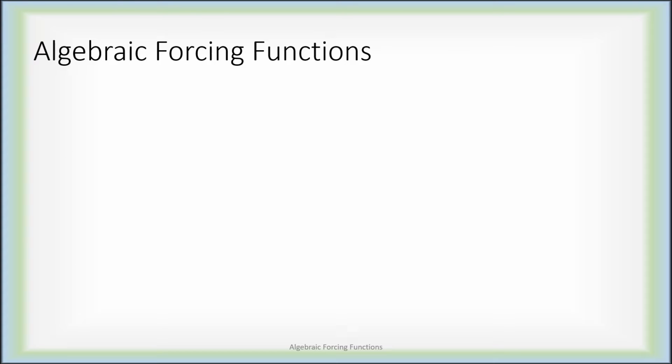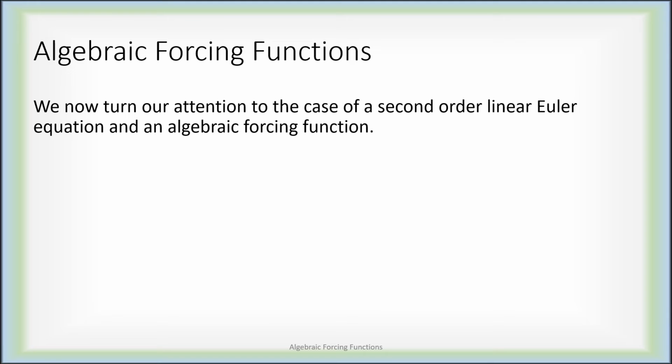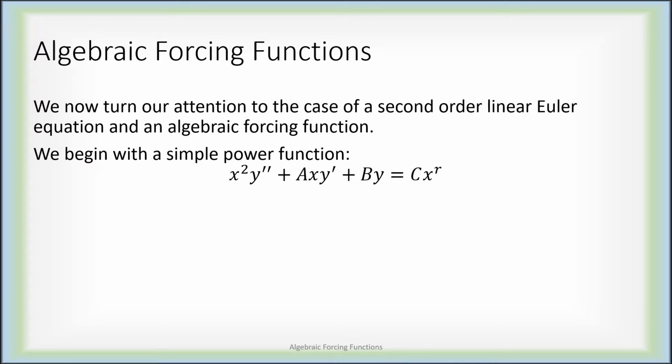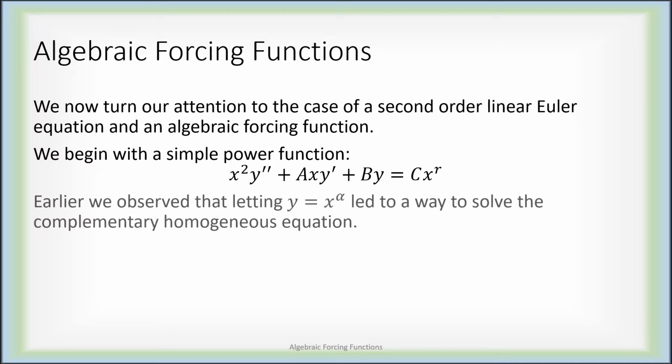Well, let's discuss algebraic forcing functions. So let's go back to second order linear Euler equations, but with a forcing function which is algebraic, which just means a power of x. Okay, so let's start with a simple power function. Here's our second order Euler equation, x squared y double prime plus something times x y prime plus something times y. And now we have a forcing function which is some constant times a power of x.